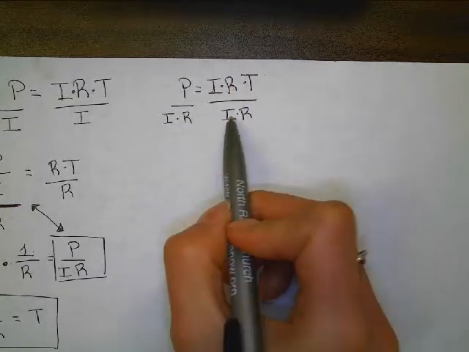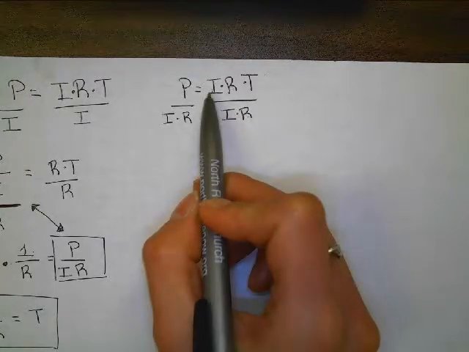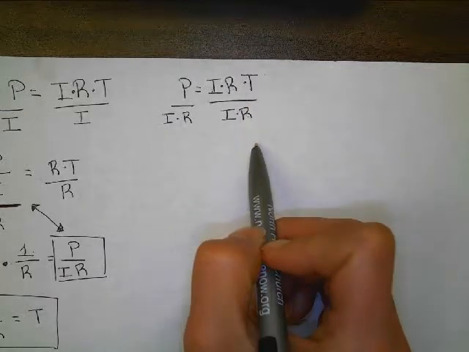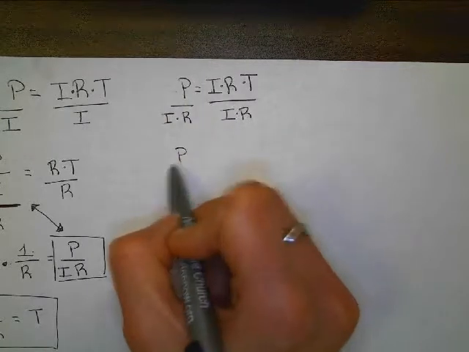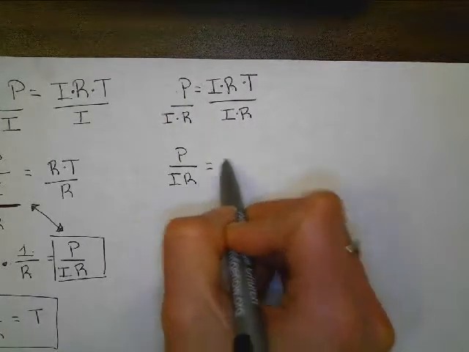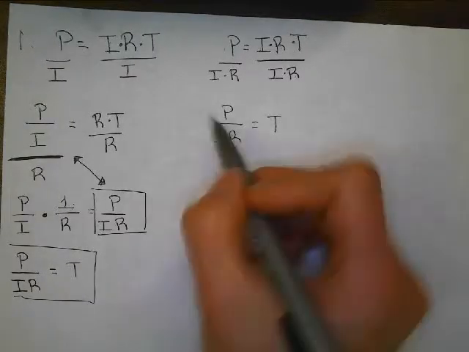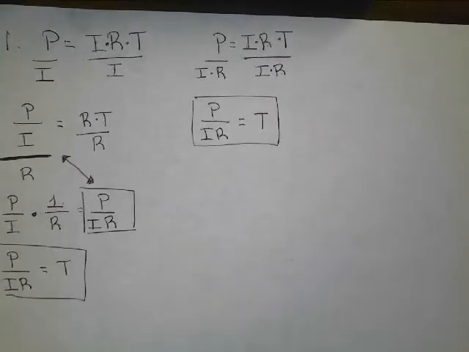And now I times R divided by I times R is going to be a 1, because I'm basically taking IR divided by itself here, and anything divided by itself is 1. So now I have P over IR, and that equals T, which is what we had over here. So there's two ways we could have done that problem. Let's do another example.